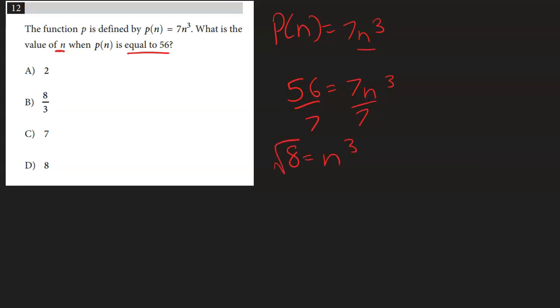And so what we need to do is find the cube root of 8 to get n isolated. And the cube root of 8 is 2. And the way I know this is because what to the power of 3 would equal 8? Well, we know 2 times 2 times 2, and that would be 4 times 2, which would equal 8. So we know it's 2, so therefore n equals 2.